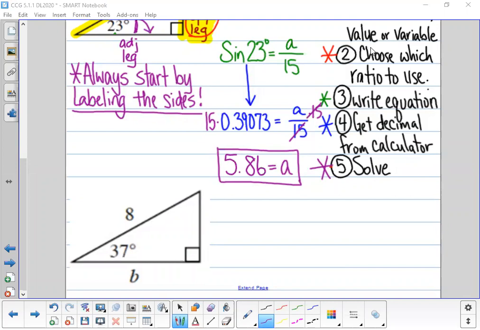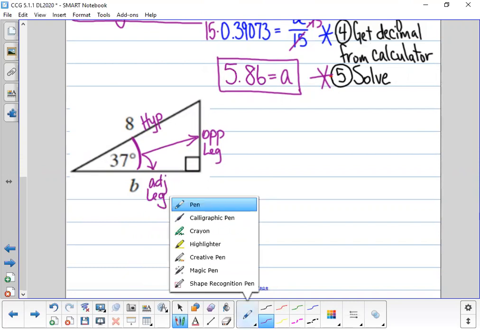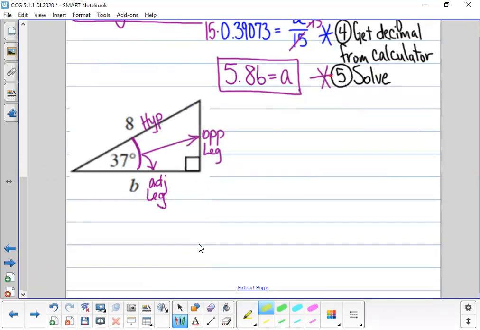Here I have another triangle. I'm going to start by labeling the reference angle, which is this angle right here, labeling the hypotenuse, which is always across from the 90-degree angle. The side that is across from my reference angle is the opposite leg. The side that is next to my reference angle is the adjacent leg. So always start by labeling your 3 sides of your triangle. And then we're going to highlight. I have this value of 8. So I'm going to highlight that side that's marked with the value of 8.